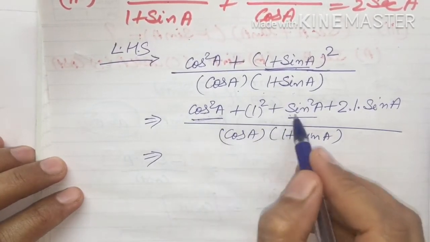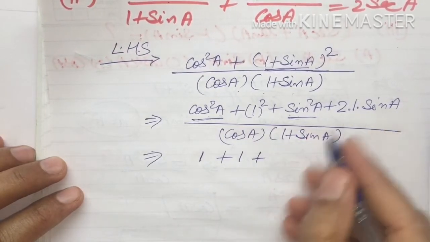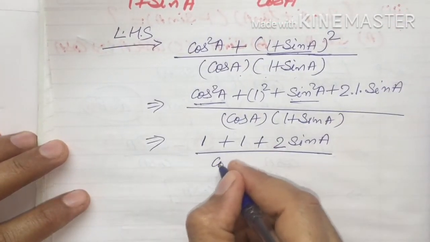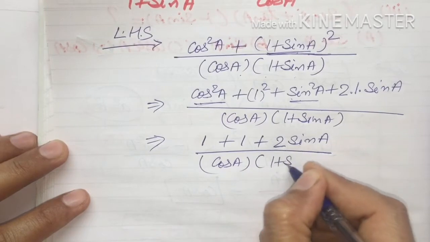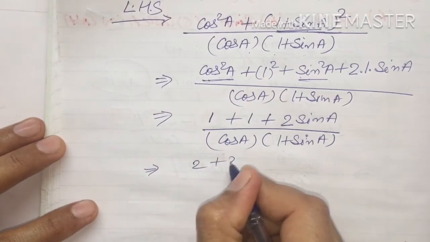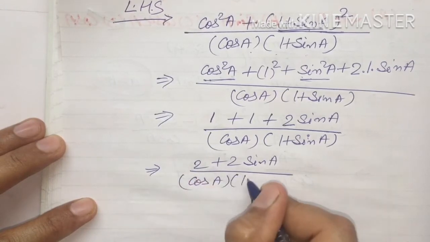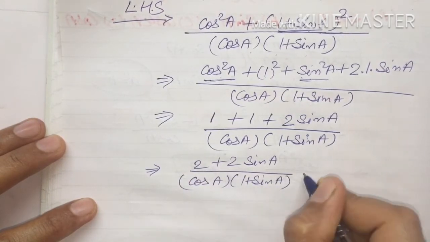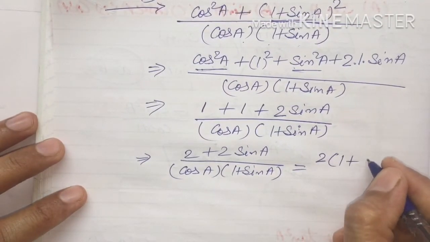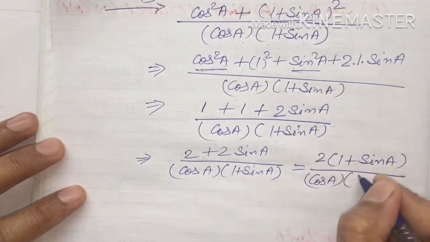So in place of cos square A plus sine square A, I will write 1 plus square of 1 is 1, and this is 2 sine A, and in the down part cos A and 1 plus sine A we will write same. So it will be 2 plus 2 sine A upon cos A into 1 plus sine A. So 2 I will take common from numerator, so it will remain 1 plus sine A upon, same thing we will write in the denominator.